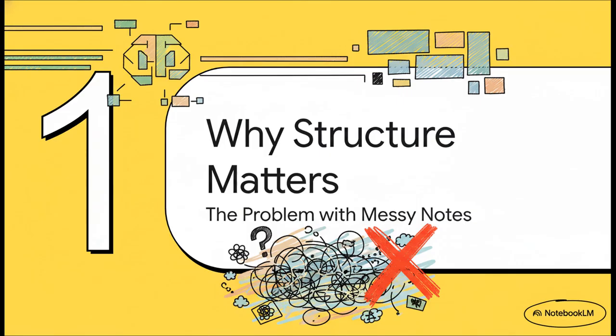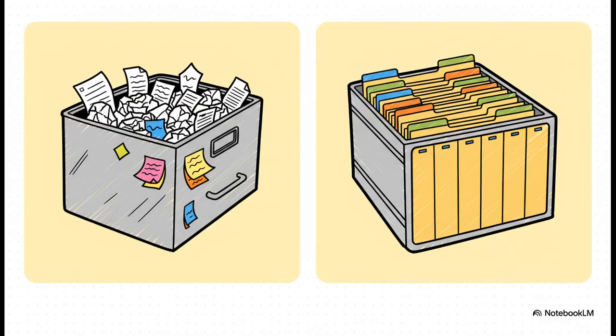Well, it all comes down to the big problem with how most of us take notes in the first place. Think of it like a filing cabinet. The messy drawer on the left, that's what most of our note-taking apps look like, right? It's just a jumble of different formats, some typed out, some quick scribbles, and key info, like dates or who you need to follow up with, it's just missing.